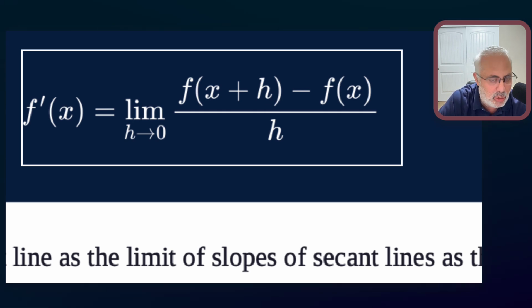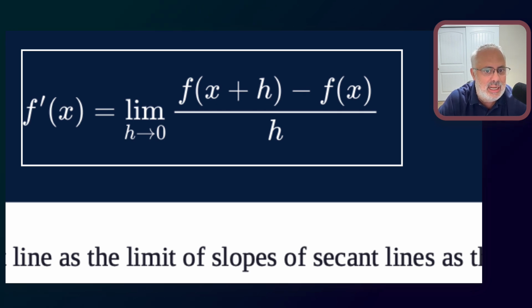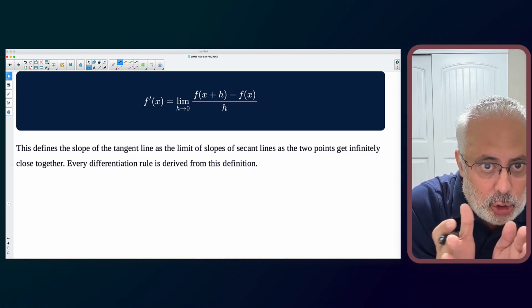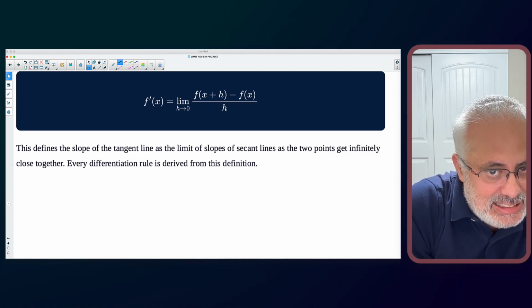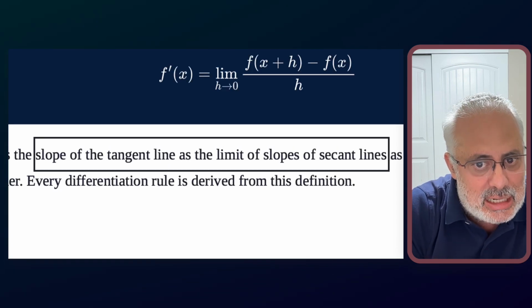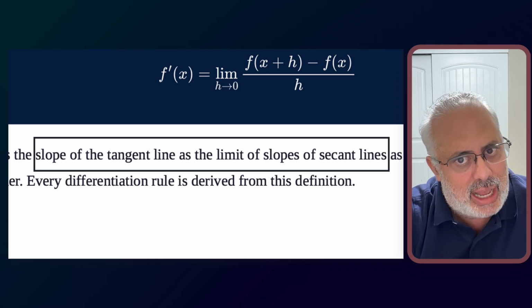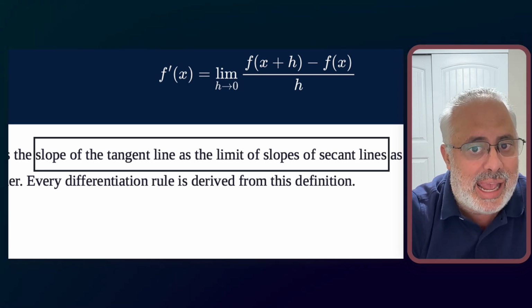Remember the slope formula, y2 minus y1 over x2 minus x1, that we learned in middle school, 7th grade math. The rise over run, this is just that. So the derivative is the slope of the tangent line as the limit of the slopes of secant lines as the two points get infinitely close together. This is the idea. We are finding the limit of the slopes. That is that expression: f of x plus h minus f of x, divided by h.